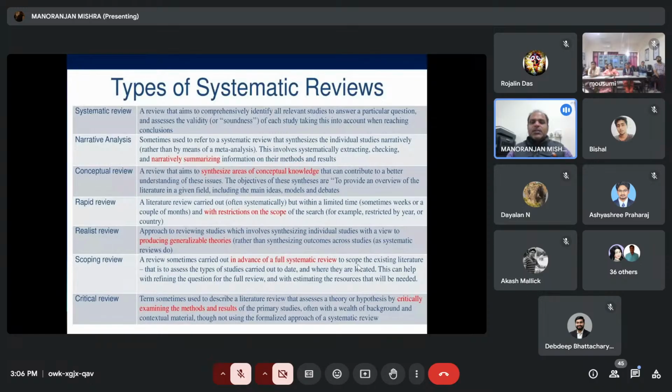A literature review carried out often systematically, but within a limited time, sometimes a week or a couple of months, with a restriction on the scope of research. For example, a restricted year or a country. Sometimes we request something urgently, so you can go for a rapid review.